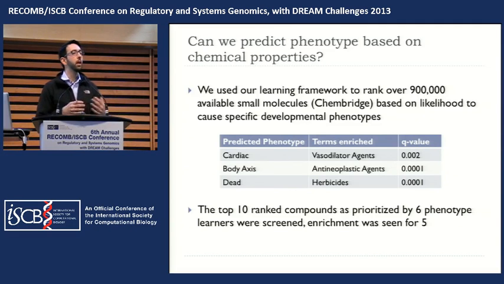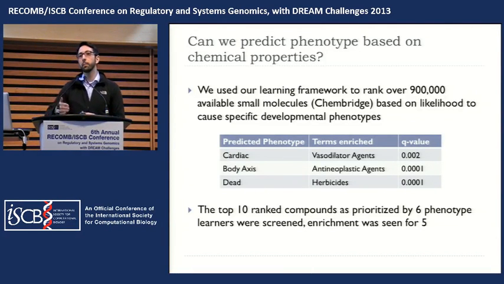So for example, if I prioritize these 900,000 compounds using the learner that had been trained to predict cardiac phenotypes, I was preferentially upregulating analogs of known vasodilators. If I did this for body axis phenotypes, I was upregulating compounds that are antineoplastics, which are useful as chemotherapeutics.